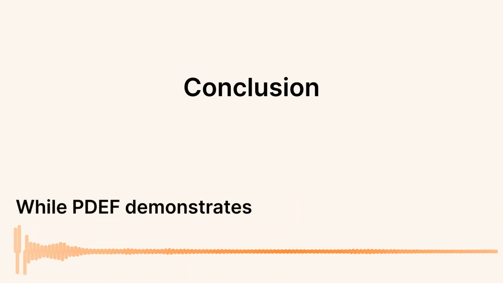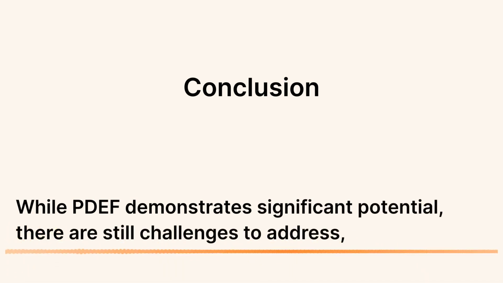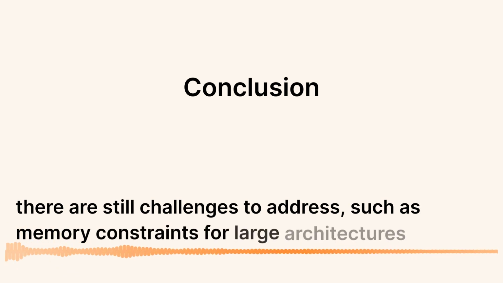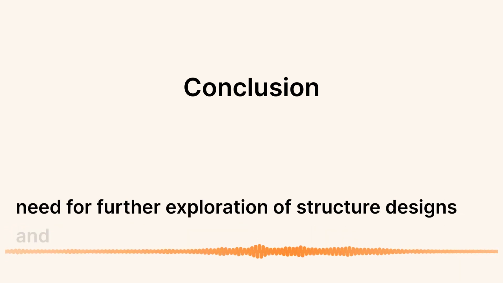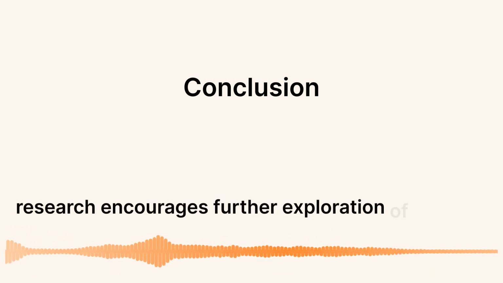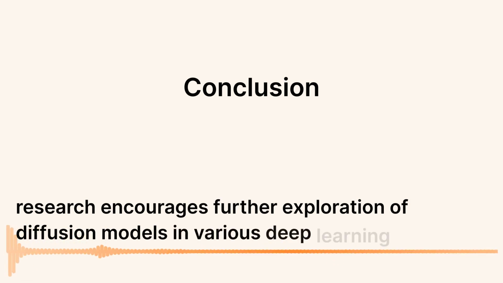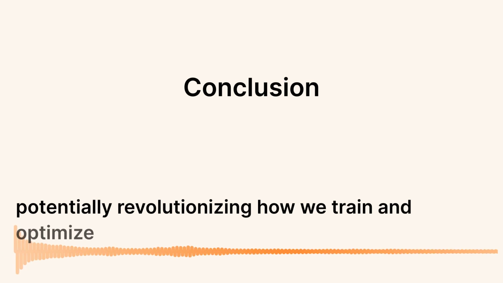While p-diff demonstrates significant potential, there are still challenges to address, such as memory constraints for large architectures and the need for further exploration of structure designs and performance stability. This research encourages further exploration of diffusion models in various deep learning tasks, potentially revolutionizing how we train and optimize neural networks.